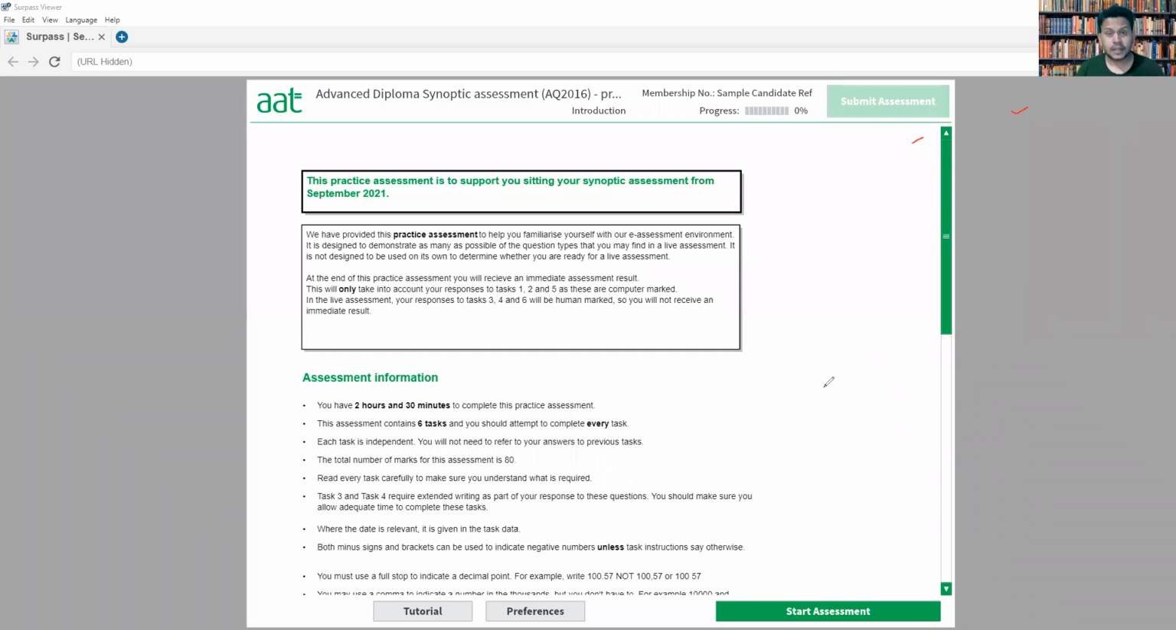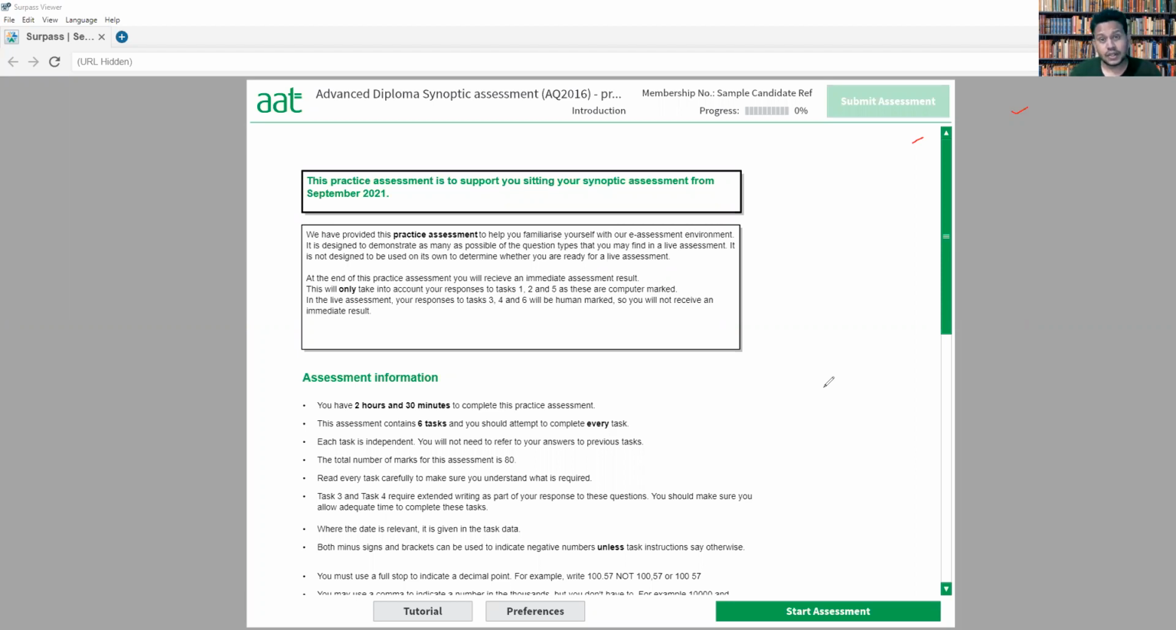Good evening, everyone. Today we're going to talk about the new assessment for the Synoptic for AAT Level 3 that's going to be started from September 2021. So we're going to practice a few questions from the new Synoptic, and the structure, and what sort of question we can see in the exam and what is the requirement, all of this from this lesson.